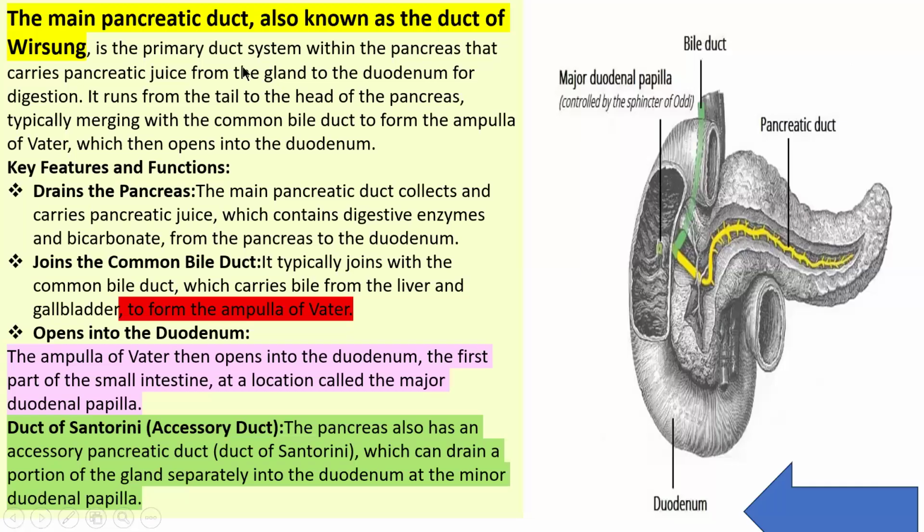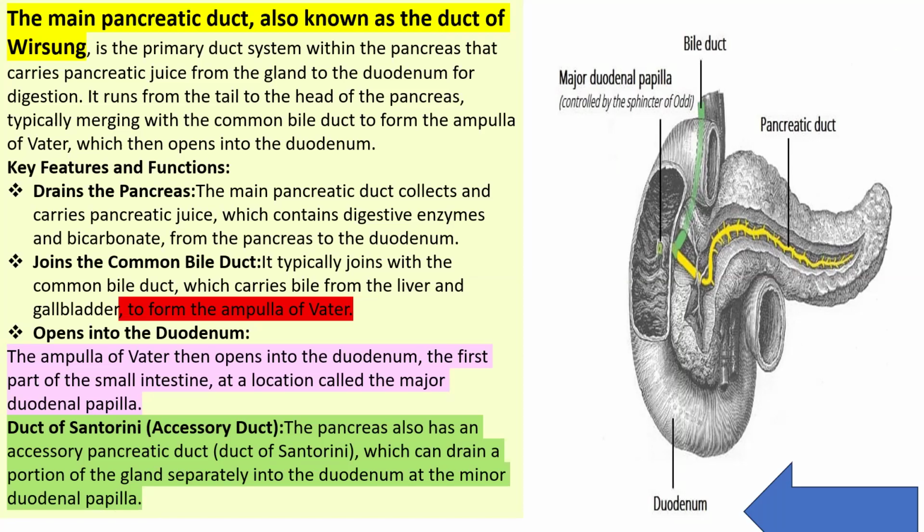The main pancreatic duct is known as the duct of Wirsung. We have seen it in the first video. It is the primary duct, which we saw in the previous slide. It is the main primary duct present in your pancreas that carries pancreatic juice from the gland to the duodenum for digestion. It runs from the head to the tail of the pancreas.